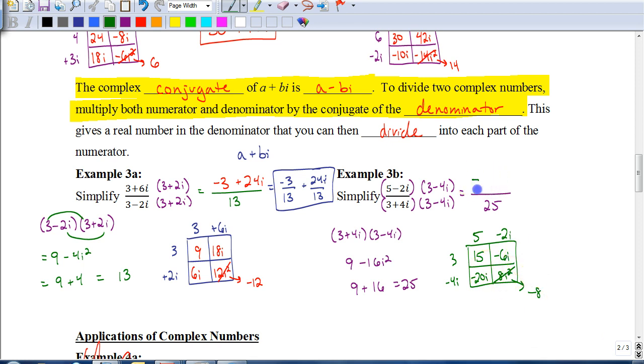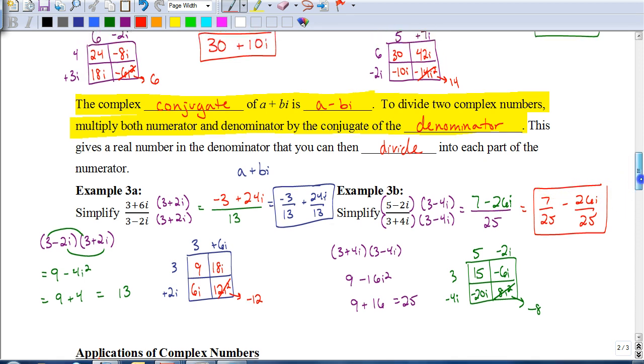15 minus 8 is 7. Negative 20i minus 6i is minus 26i. Break this up into two fractions, and I get 7 over 25 minus 26i over 25. And we have our answer in a plus bi form.